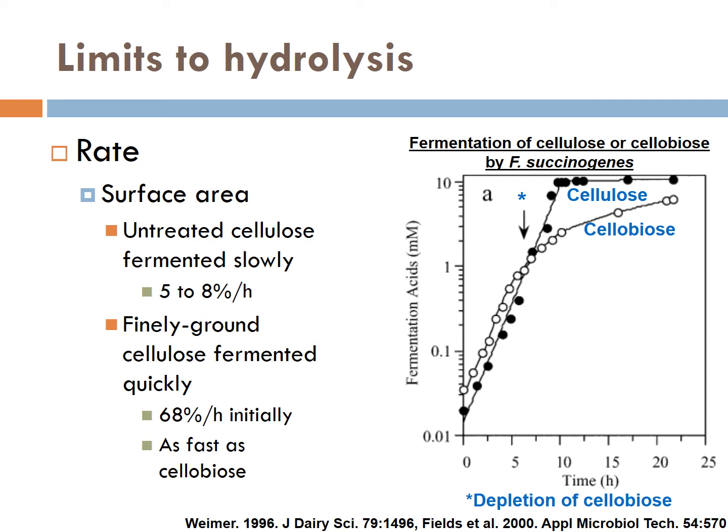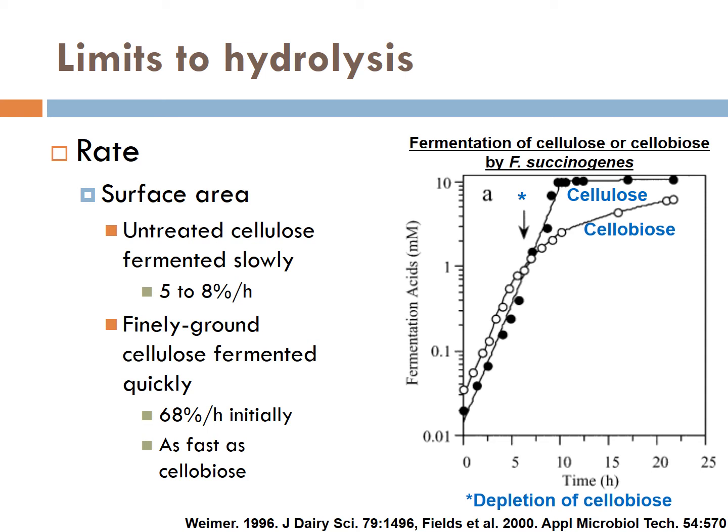Untreated cellulose is fermented very slowly, only between 5 to 8% per hour. However, if we finely grind the cellulose, it's fermented very quickly. The experiment shown in the figure at the right shows fermentation of very finely ground cellulose or cellobiose by Fibrobacter succinogenes. The formation of fermentation acids from cellulose was very rapid.